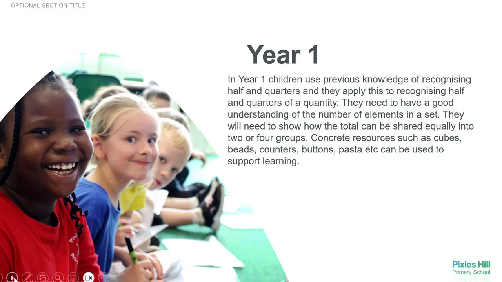In Year 1, children use previous knowledge of recognising half and quarters, and they apply this to recognising half and quarters of a quantity. They need to have a good understanding of the number of elements in a set. They will need to show how the total can be shared equally into 2 or 4 groups.